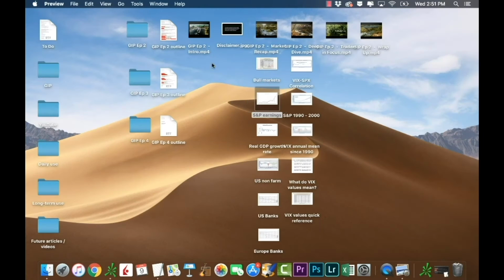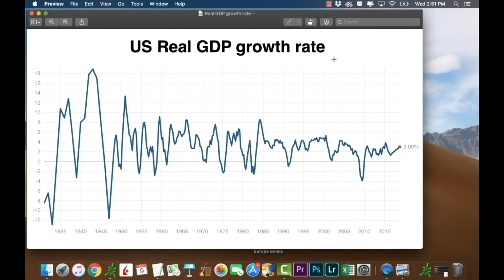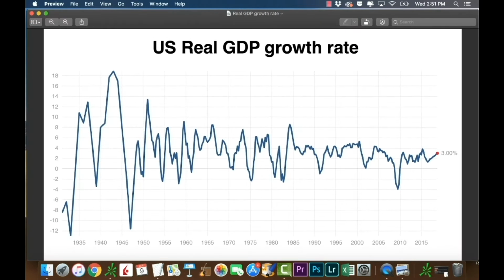The second metric we can look at is United States GDP growth. So this is the US real GDP growth. That's the nominal GDP minus inflation. And we're sitting right now at about 3%. That's nothing to write home about. It's definitely a little bit below the average since 1985, but it's comfortably positive, and I think that's important.